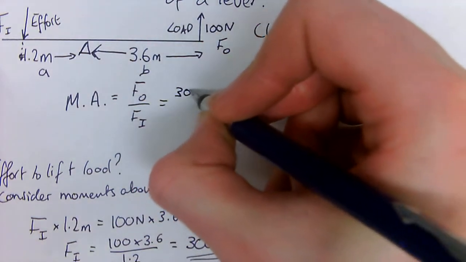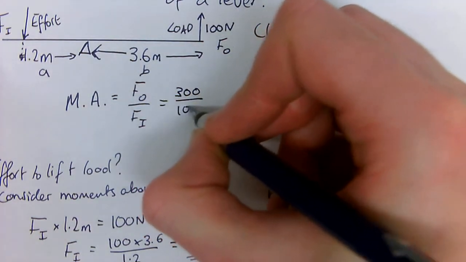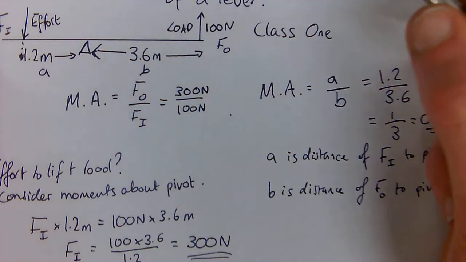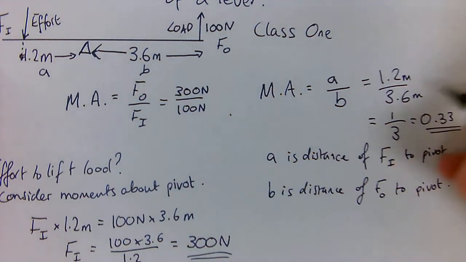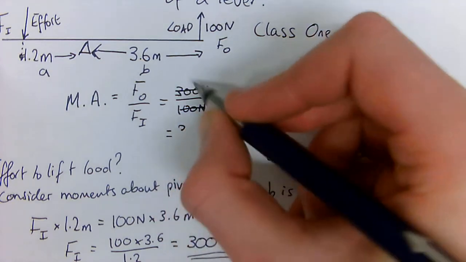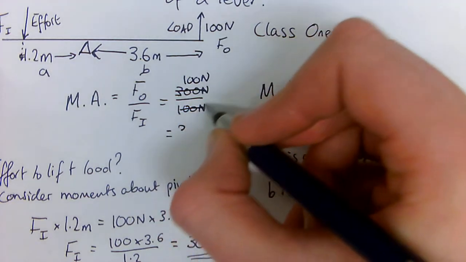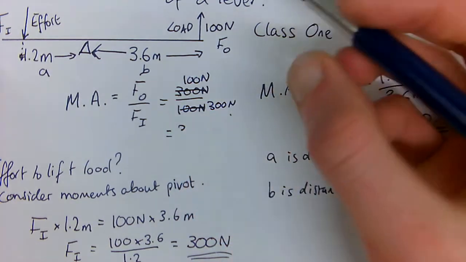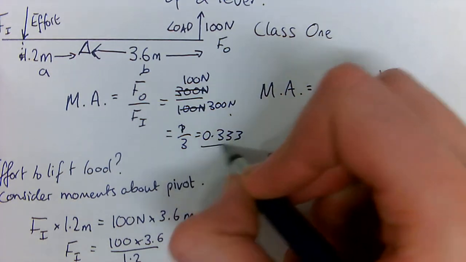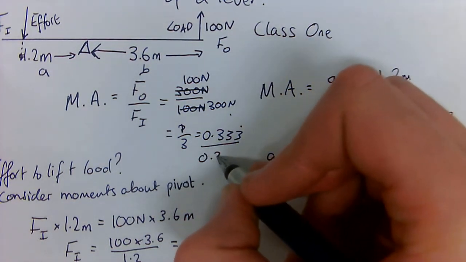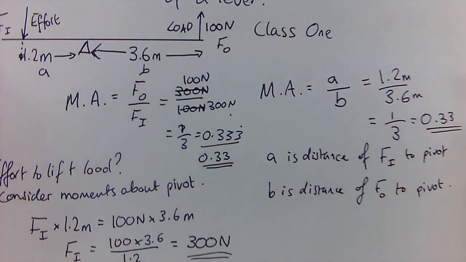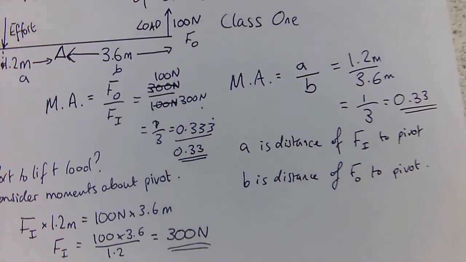We've got 300 is our force out over 100 is our force in, and it is a good idea to put units on things so that people can tell what they are. So that is, our force out is 100 newtons, our force in is 300 newtons. So that is 1 over 3, which is 0.333 recurring, which we would give to 0.33 because we've only got two significant figures given in the data. So that is how we would do that type of question.